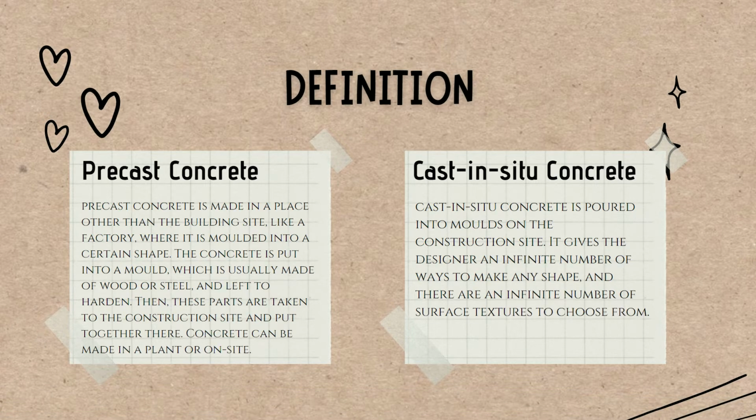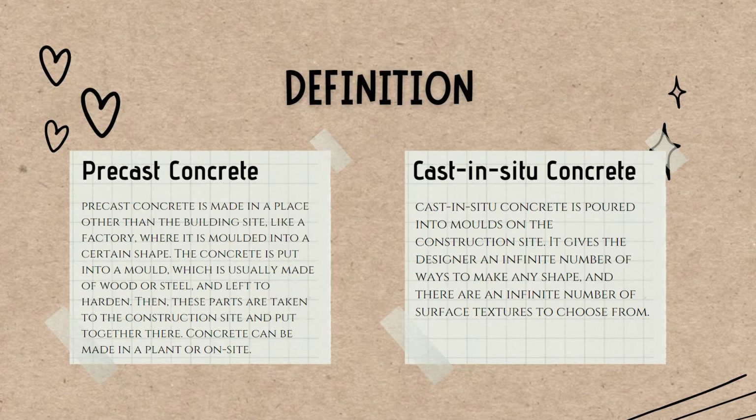Precast concrete. Precast concrete is made in a place other than the building site, like a factory, where it is molded into a certain shape. The concrete is put into a mold, which is usually made of wood or steel, and left to harden. Then, these parts are taken to the construction site and put together there. Concrete can be made in a plant or on-site.